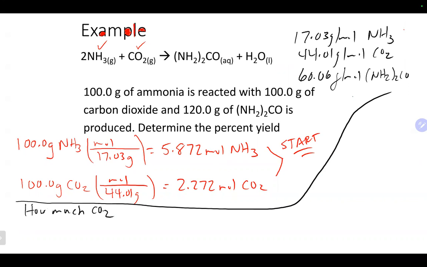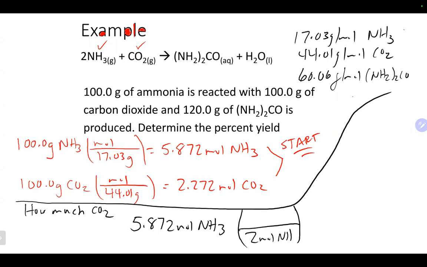And again, what we're figuring out is how much CO2 is needed to use up all of the NH3. So we will start with the NH3, which is 5.872 moles of NH3. From the equation, the stoichiometry, we can see for every 2 moles of NH3, which goes on the bottom, we get 1 mole of CO2. And again, that is the mole to mole relationship from the equation. That tells us that we do need about 2.936 moles of CO2 if I want to use up all my NH3.